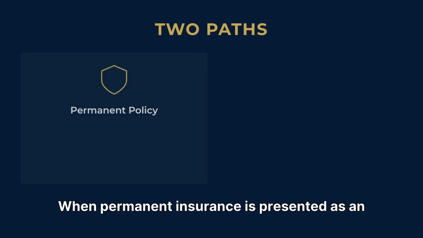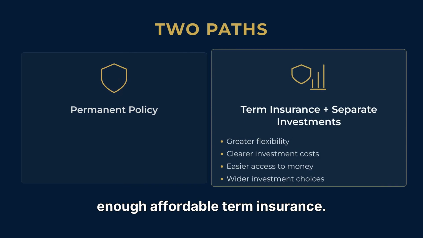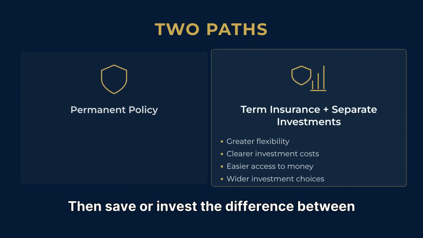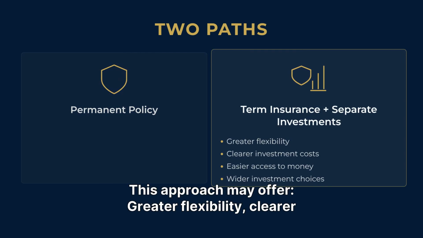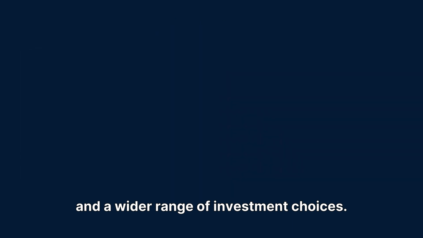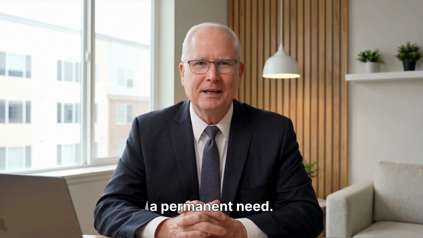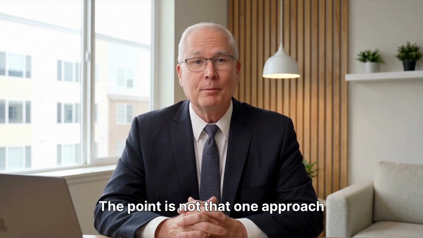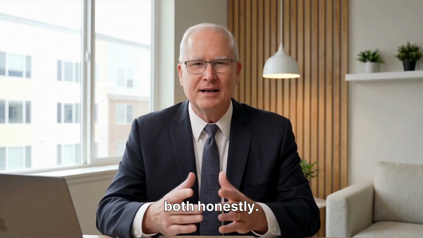When permanent insurance is presented as an investment, compare it with another approach. Purchase enough affordable term insurance. Then save or invest the difference between the term premium and the permanent policy premium. This approach may offer greater flexibility, clearer investment costs, easier access to the money, and a wider range of investment choices. Permanent insurance may still be appropriate for a permanent need. The point is not that one approach always wins. The point is that you should compare both honestly.